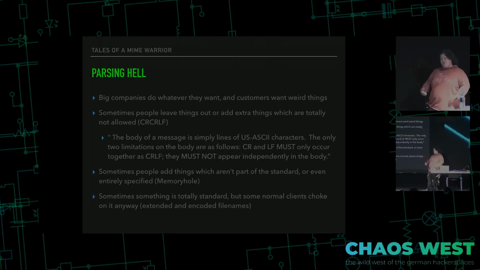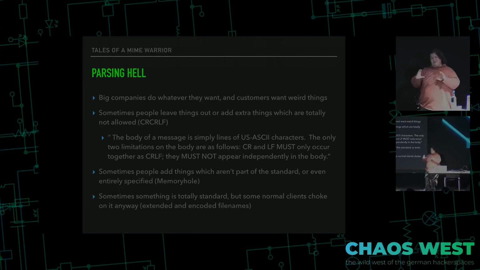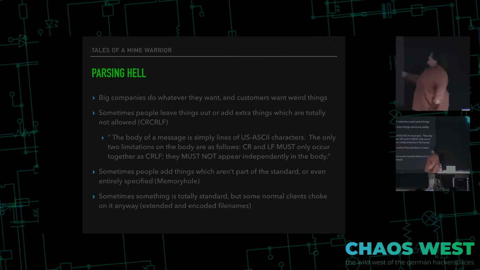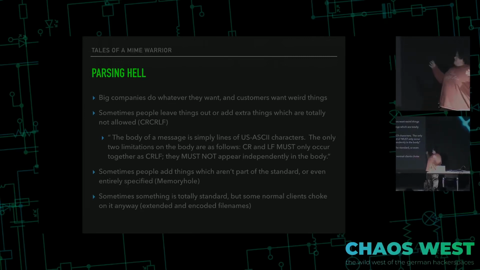So in order to be able to parse my message and understand what it's doing and break it up into the right parts, there's a carriage return line feed sequence, it's called CRLF, that must be in all the right places at all the right times or things go bananas. Except there are some clients which do what the RFC says not to. So the RFC says the body of a message is simply US ASCII characters. There are extensions to that, but this is the mail RFC. And the only two limitations of the body are as follows. This is the first one.